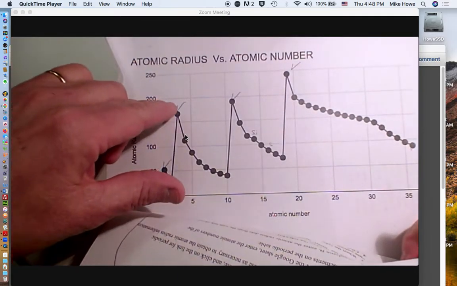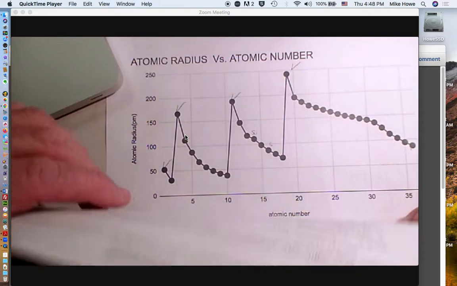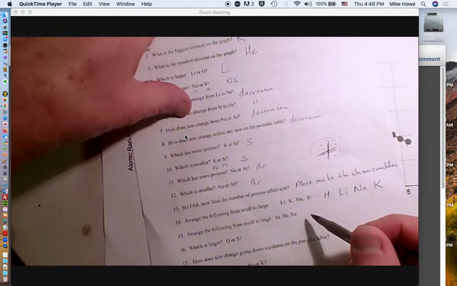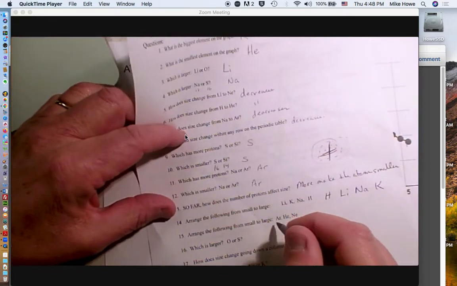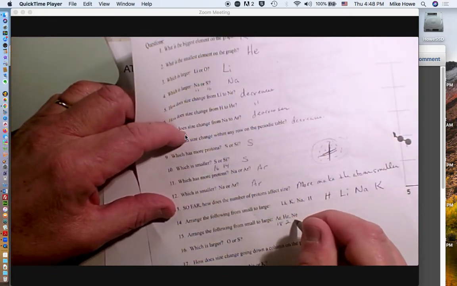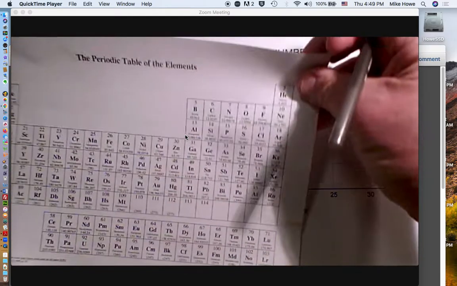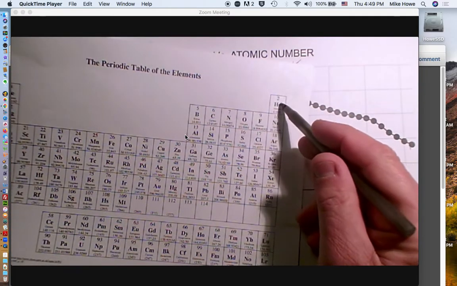So hydrogen, lithium, sodium, potassium. Arrange these from small to large. Argon, helium, and neon. So this is number 18, that's number 2, that's number 10. And we know that from the periodic table. 18, 2, 10.